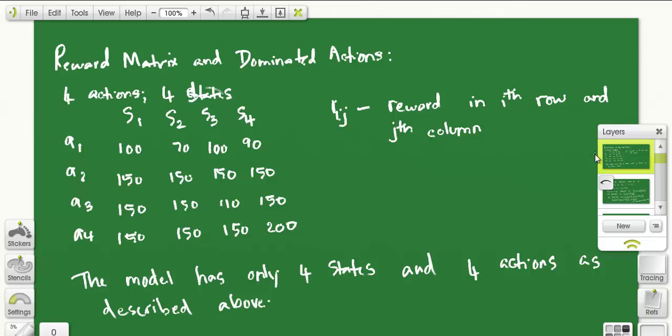So I hope you understood the concept of a reward matrix and dominated actions from this video, and in the next video I'll probably move on to decision rules.